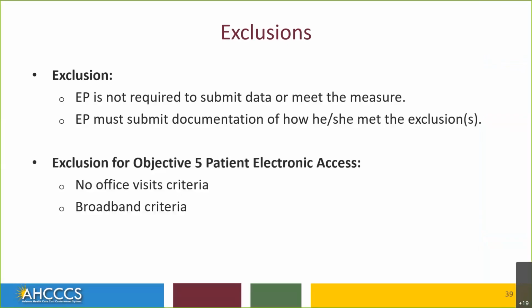So let's discuss the exclusions for Objective 5. An EP is not required to submit data or meet the measure because the EP can submit documentation instead for how he or she met the exclusion. The exclusions for Objective 5, patient electronic access, are the no office visits criteria and then the broadband criteria. Next slide.